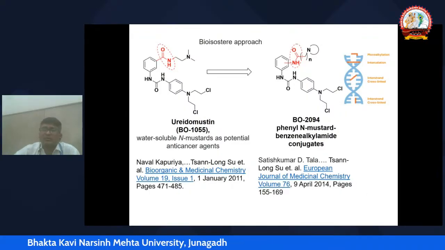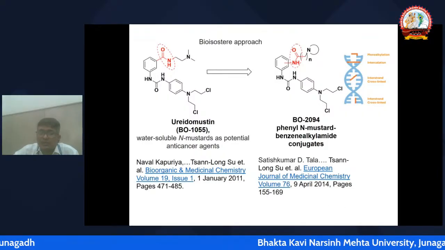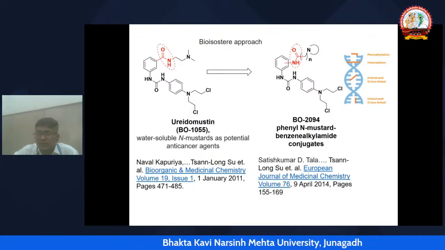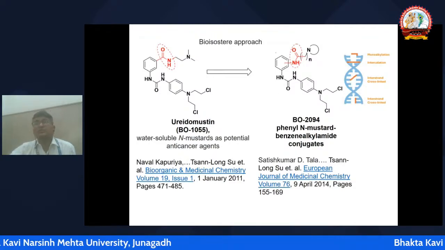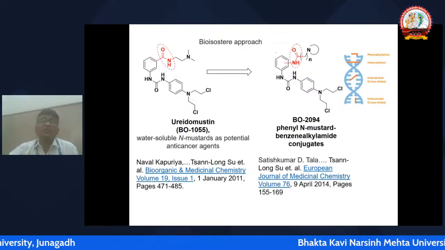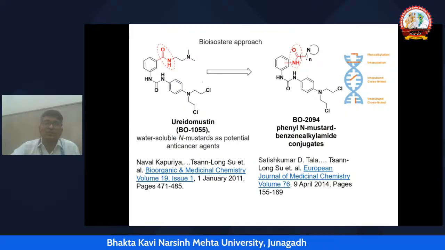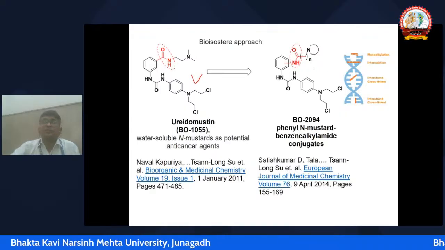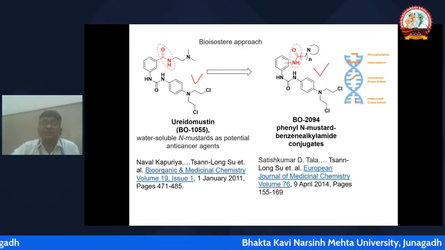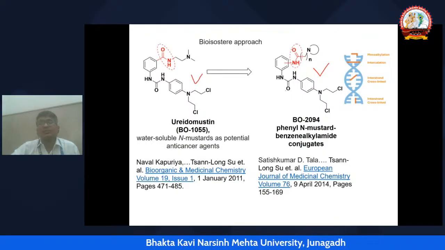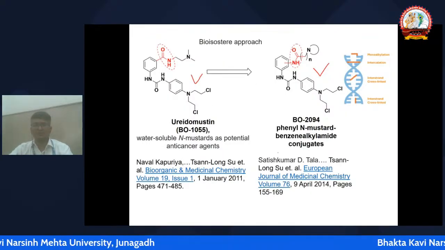This compound was published by Dr. Satish Tara in the European Journal of Medicinal Chemistry in 2014. So this is one of the best approaches for drug modification, meaning lead modification. Once we have a lead molecule like this BO1055, then we can modify it to BO2095 by just changing this part from CONH to NHCO. So this is one of the good approaches for lead modification.